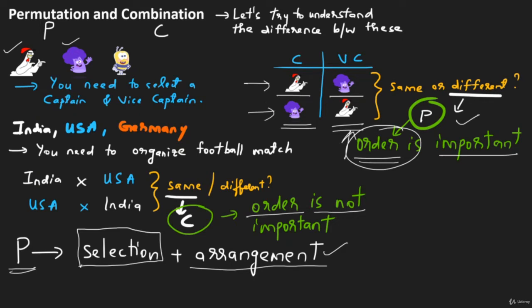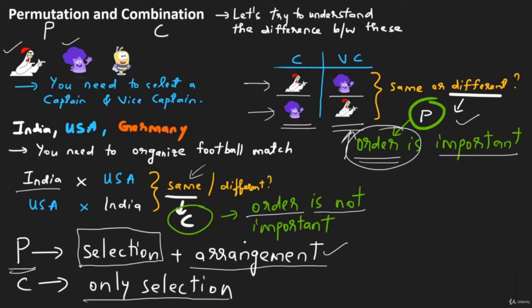In the case of combination, that's what we have seen over here, only selection is involved, right? We have seen that placing India first and writing the match as India versus USA, and placing USA first and calling the match as USA versus India does not make any difference. Both are one and the same. Therefore, whenever combination is involved, only selection is what we do.